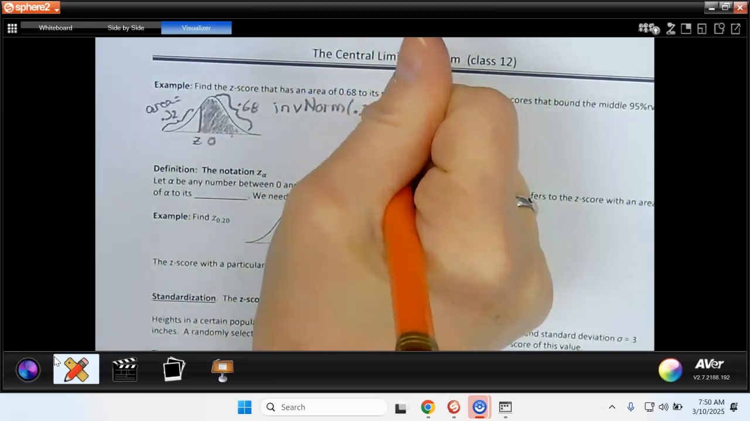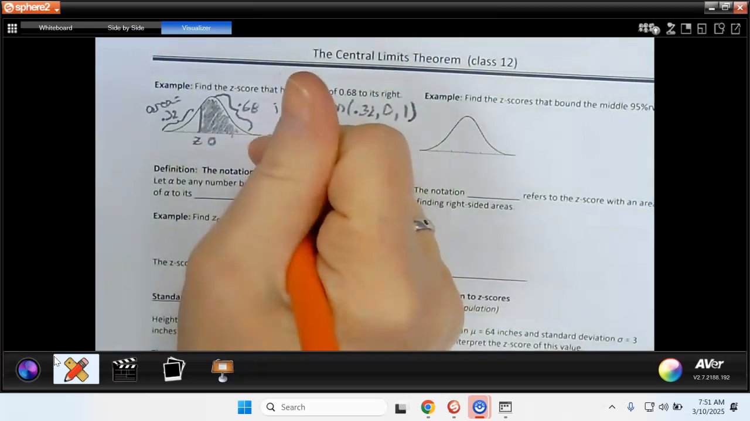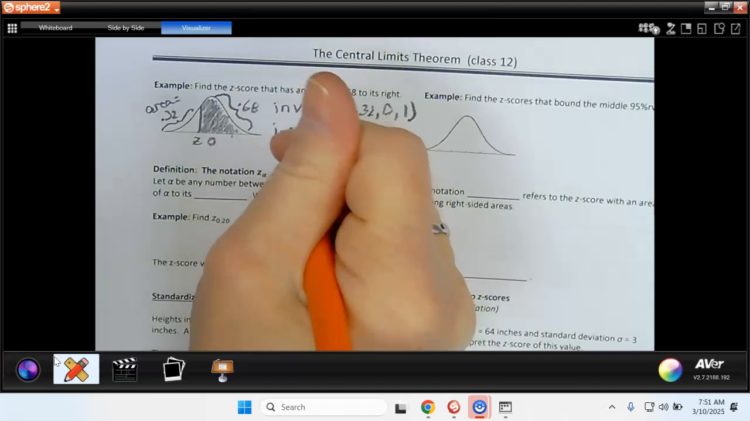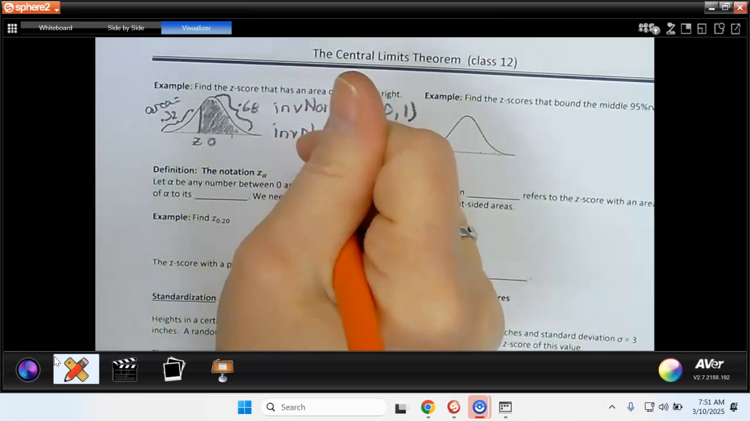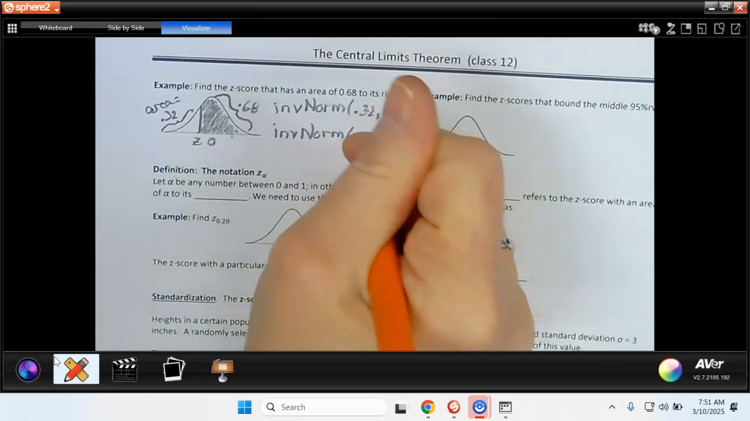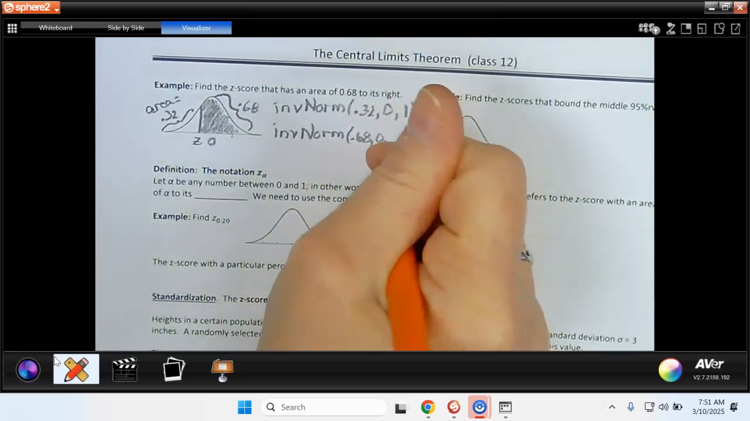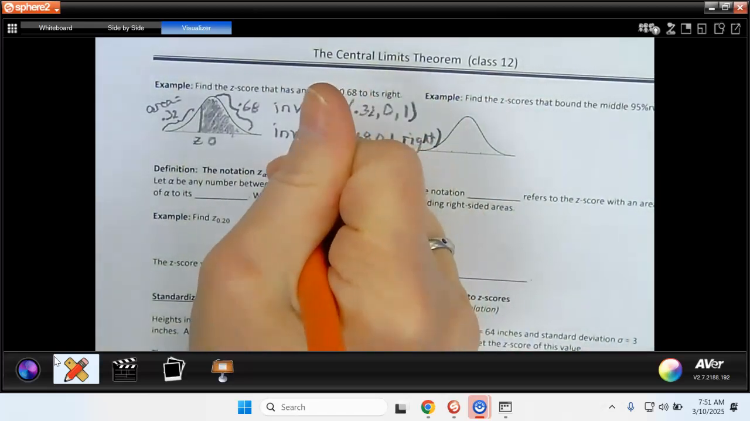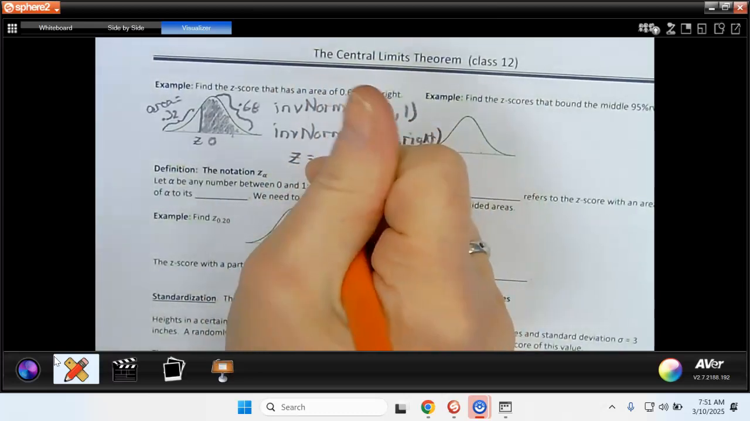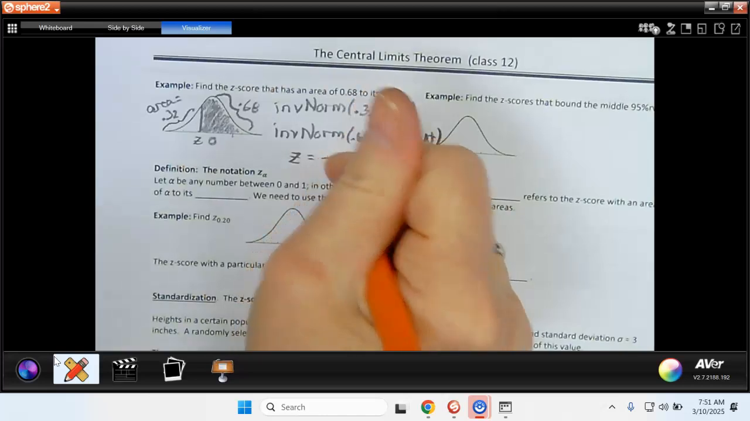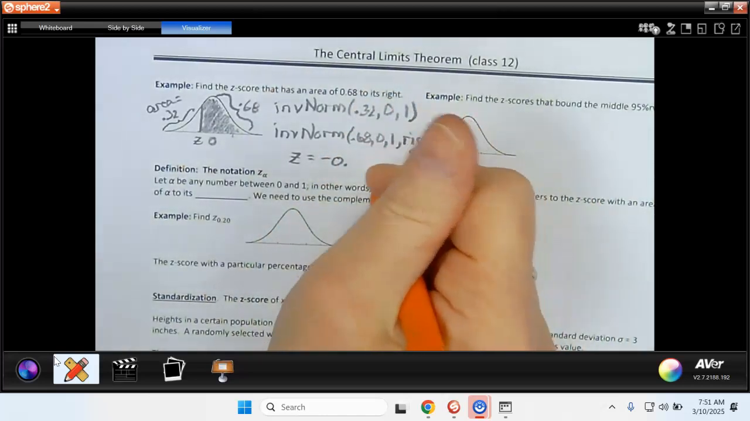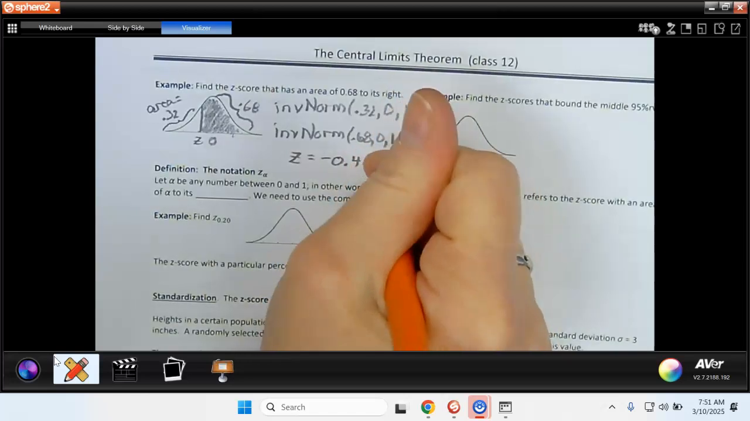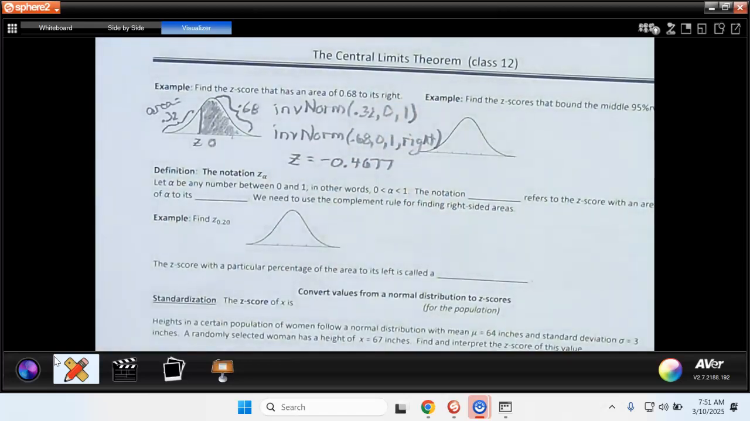So, older version, you're doing inverse norm, 0.32, 0, and 1. Newer version, inverse norm, 0.68, 0, 1, right. But either way, you should end up with a z-score of negative 0.4677. You guys do it to verify that it works, or that I'm giving you the right answer.